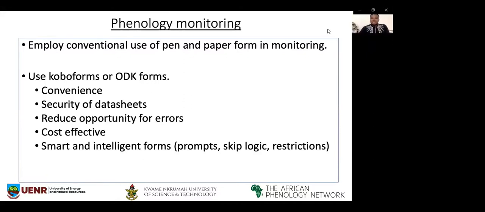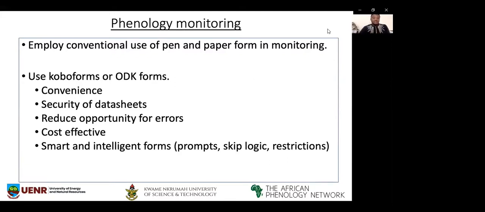And this meant that I had to print and send data sheets to field assistants every month in remote locations, and also transport completed sheets back to my office. And so it came with the risk of losing the sheet, because this will mostly be transported by public transport.